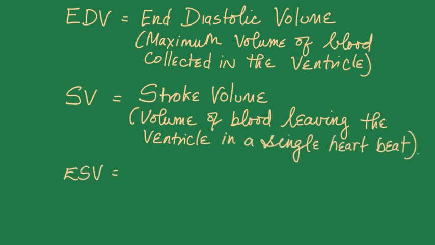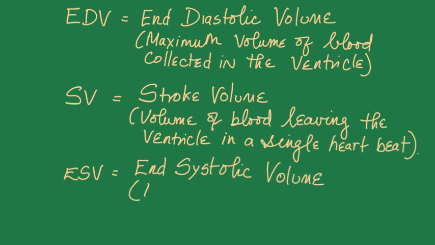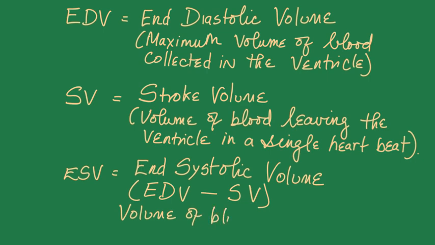ESV, end systolic volume. This is the blood that remains. You gathered a bunch of blood, you ejected it, whatever remains is ESV. So ESV is basically EDV minus SV. So this is the volume of blood remaining in the ventricle after ventricular ejection.